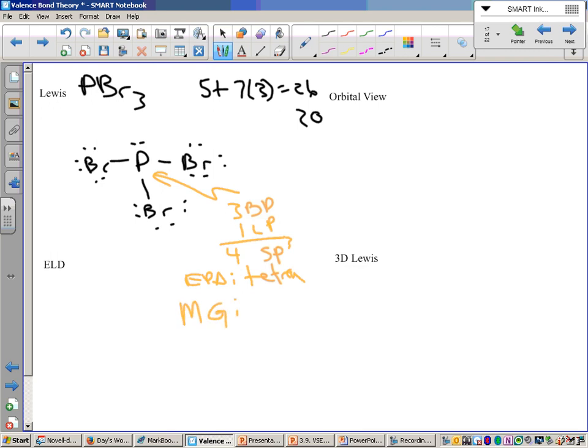Now, when you get to the molecular geometry, if you've got it memorized, that's great. I'm not letting you have that sheet for the test. But if you don't have it memorized, we are very good at turning it into a 3D Lewis diagram. Phosphorus, I would put the lone pair there, and then I would put my Br there, and this guy over here, and that guy over there.